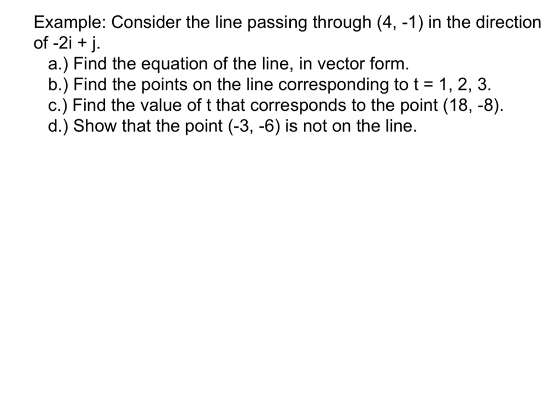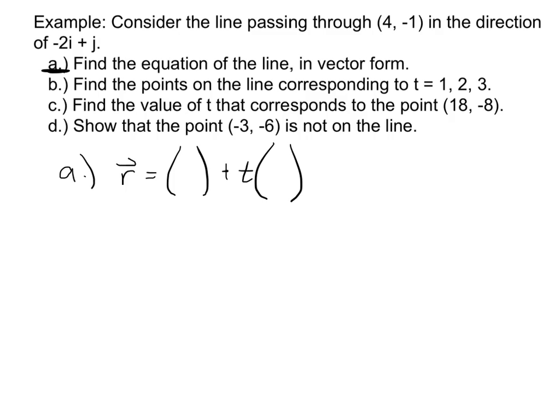So my first example here, I want us to consider the line that's passing through the point 4, -1, and it's going in the direction of -2i plus j. Question A asks us to find the equation of the line in vector form. Well, we just covered that. We said that the line is supposed to be the position vector of a point on the line plus time times a directional vector.